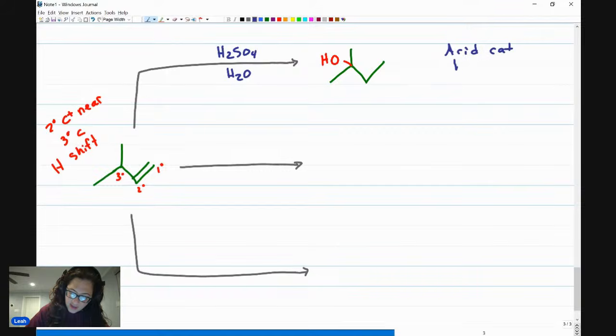Acid catalyzed hydration. And this is a reaction that has a hydride shift and follows Markovnikov's rule. So I'll put another note for you here. A carbocation shift from secondary to tertiary. This way, when you sign up for the notes, you'll have all of this in one place.